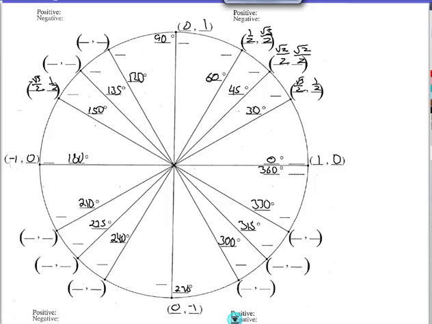What would the coordinate of the 135 be? Negative square root of 2 over 2, and square root of 2 over 2. What would the coordinate of that one be? Negative 1/2, square root of 3 over 2. Take a second and fill in the rest of those real quick. Hurry.